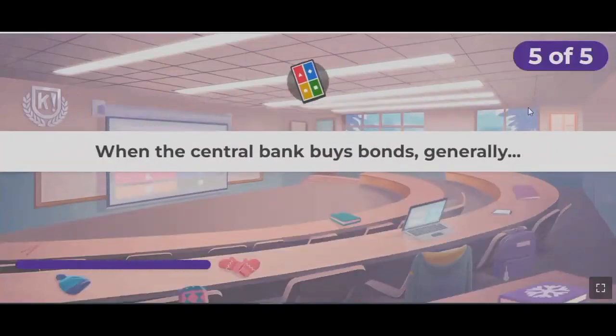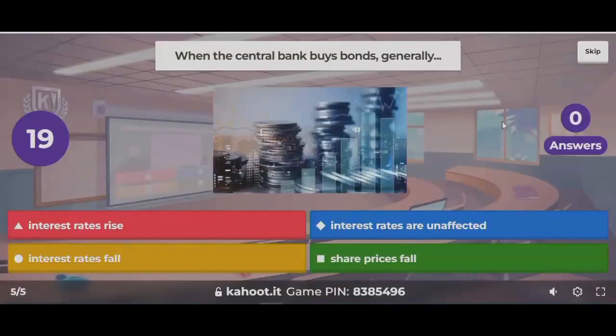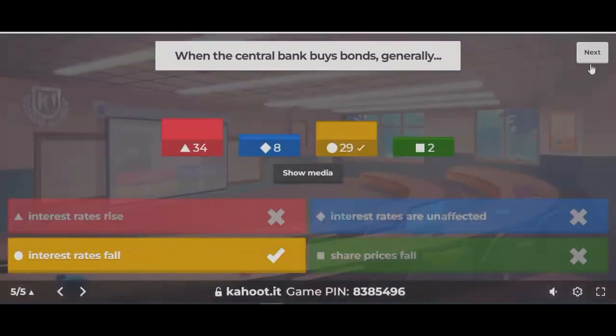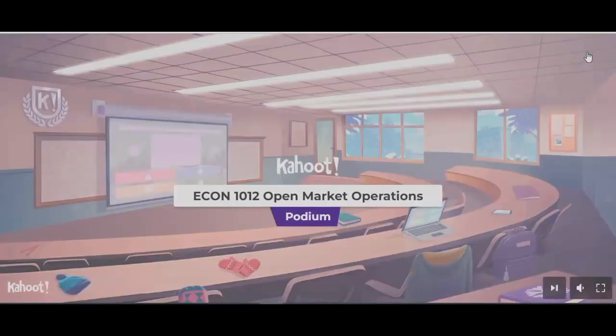And last one, when the central bank buys bonds, generally what? Use your intuition of supply and demand in the bond markets. What would happen to bond prices? What does that mean about interest rates? Interest rates will fall, which is what we'll discuss when we get back.